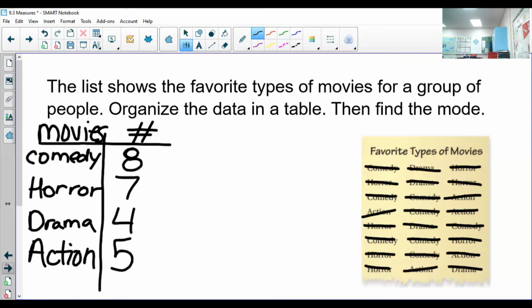And now we have to look at this. They want us to find the mode. So mode is the most. Which movie up here got the most amount of votes? That would be comedy. So we would say that comedy is the mode of this set of data. Okay, so that's how you're going to do that if you're trying to set up a table.